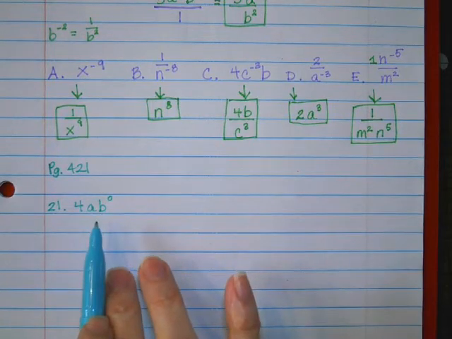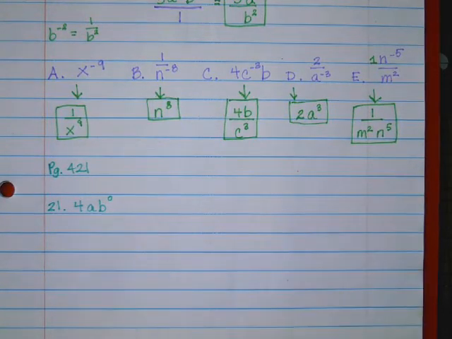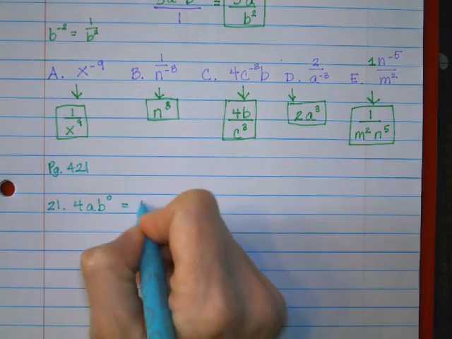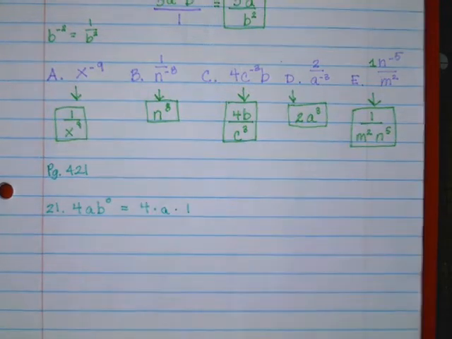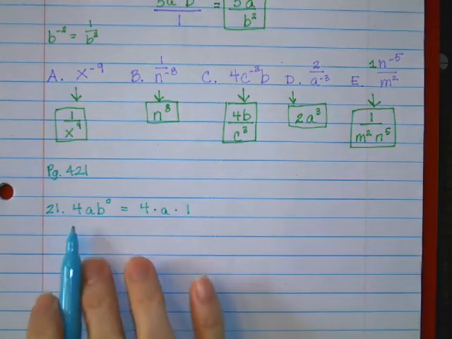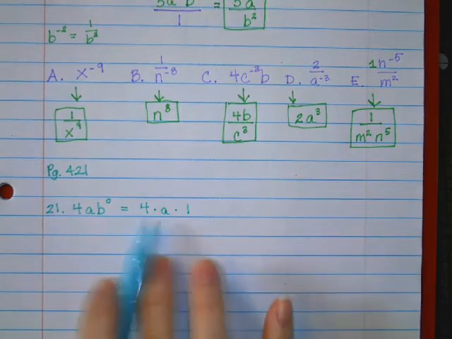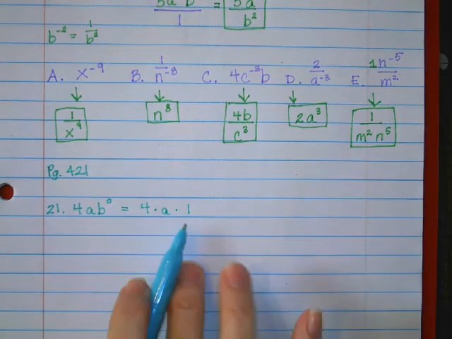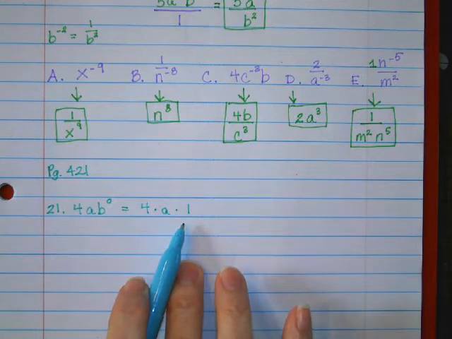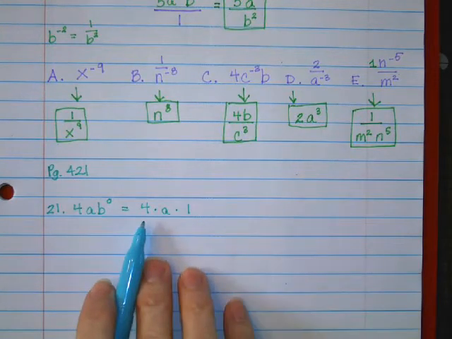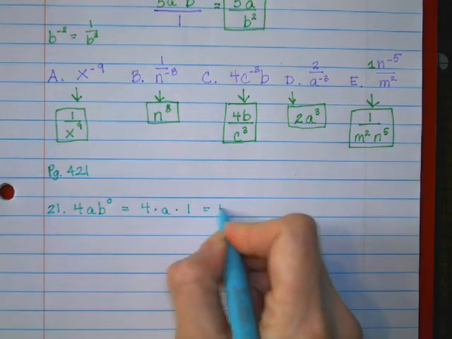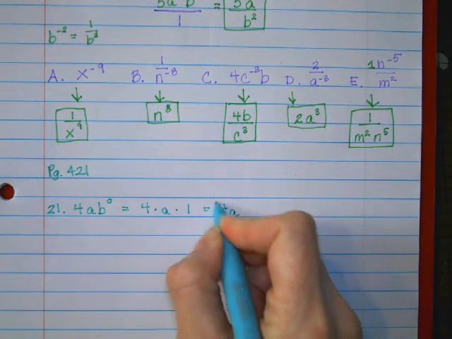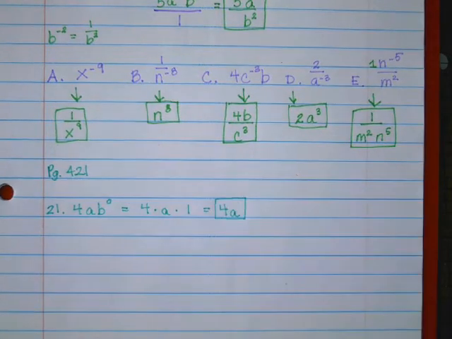So we learned that anything raised to the 0 power is equal to what, Cheyenne? That's right, 1. So this is the same as 4 times a times 1. That's literally what that means. So 4 times the a times the b to the 0, which is 1. Now we can simplify by multiplying the coefficients. 4 times 1, which is 4, and then times a. 4a. Final answer.